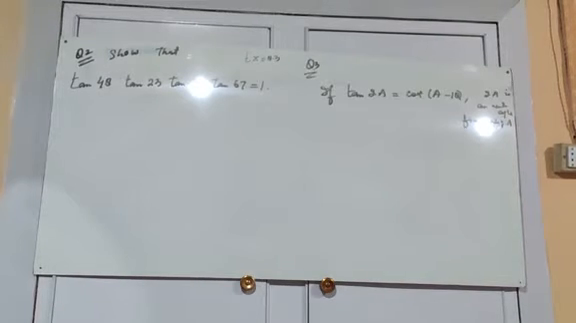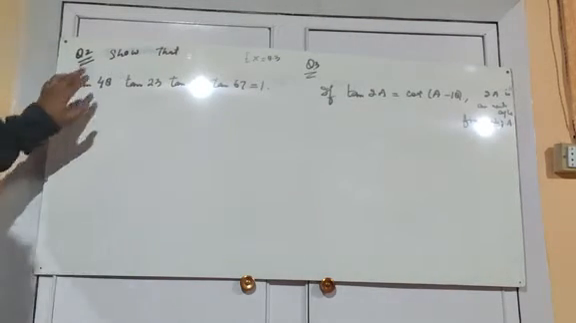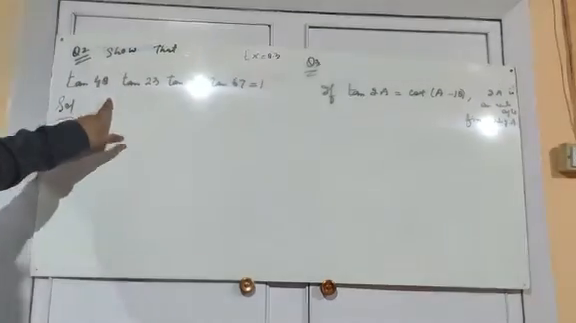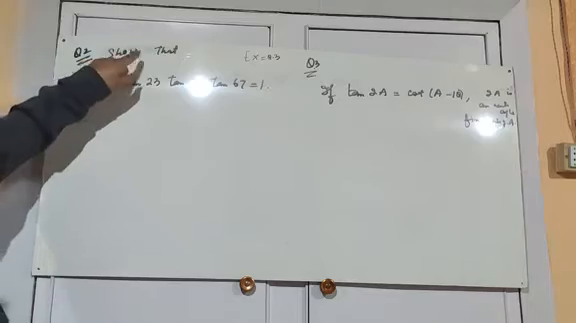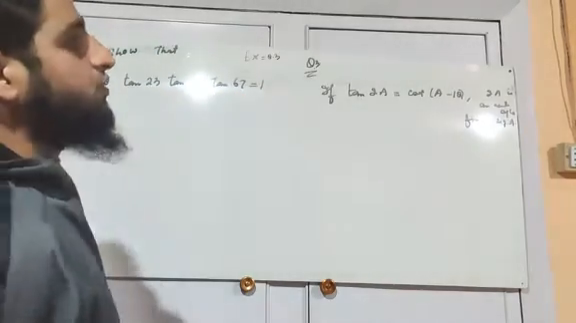Students, hope you have understood the question number 1 completely. Now we are at question number 2. I have written the question already. This is the first one. It has 2 parts. We have to show that tan 48, tan 23, tan 42, tan 16 equal to 1.